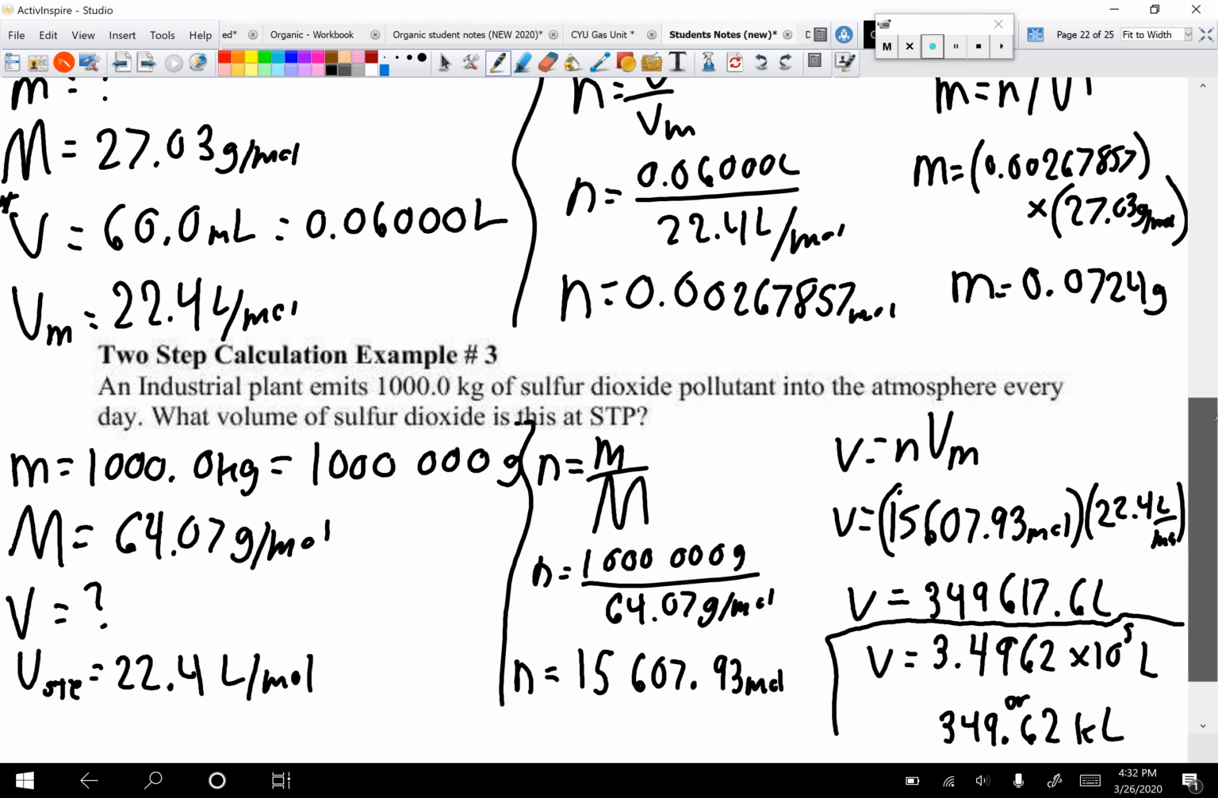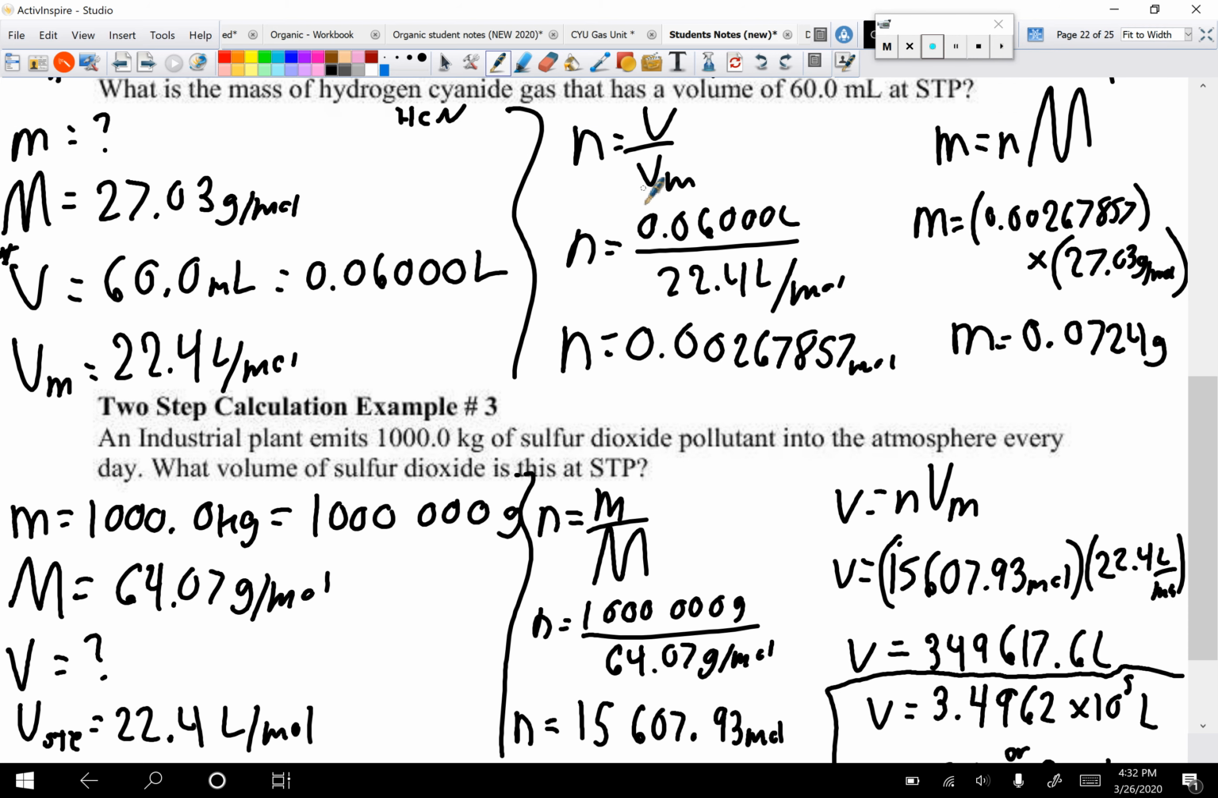And these are the answers completely worked out here. Now for example 2, if you didn't get this answer of 0.0724 grams, I just want you to pay close attention right here because our volume was in milliliters and our molar volume's in liters, so you need to convert this into liters before you can solve, right? So that's why we have 0.0600 liters there. And same thing with example 3, we notice our mass was in kilograms, but I need to convert that into grams because the molar mass equation is in grams.